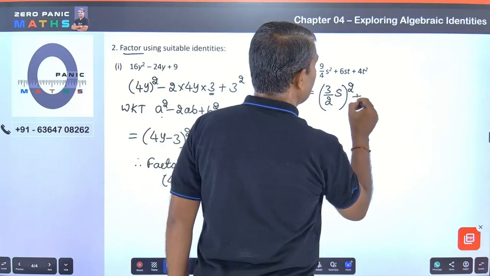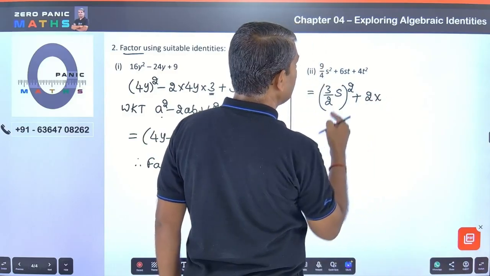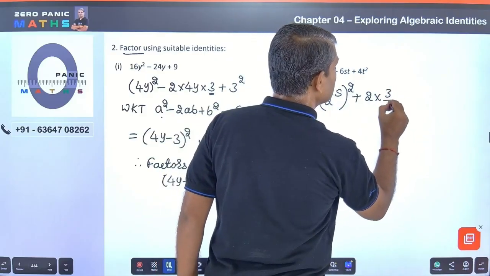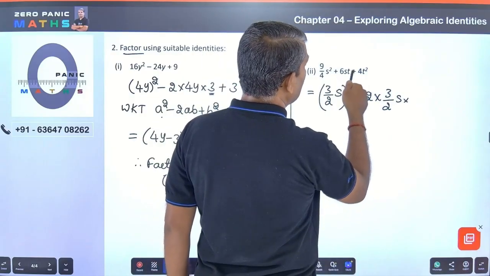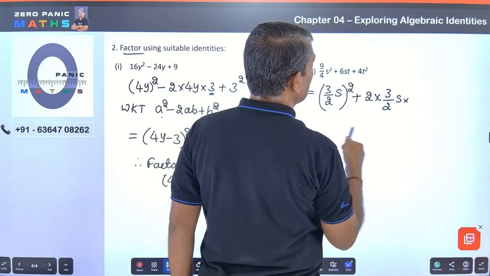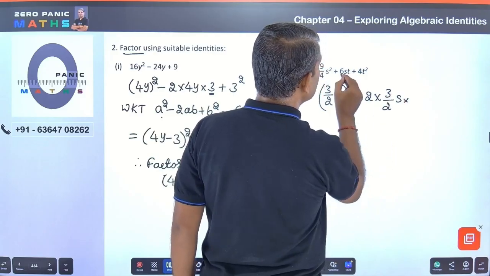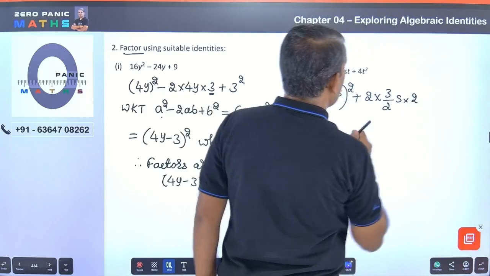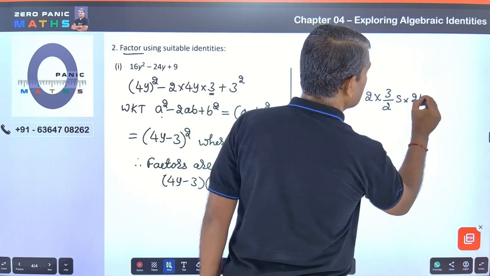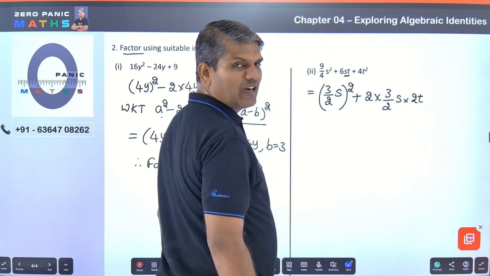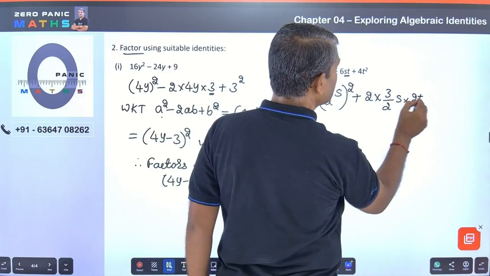So I've written a square, and now I can write 2ab. 2 I've already written, a I know that it is 3 by 2 s, and what is required to make the middle term as 6st? 2 will get cancelled, so I need another 2 to make it as 6 constant, that is 2. And to make the st, I already have s, and I need t. Now if you check, 2 will get cancelled, 3 twos are 6, and s and t is st.